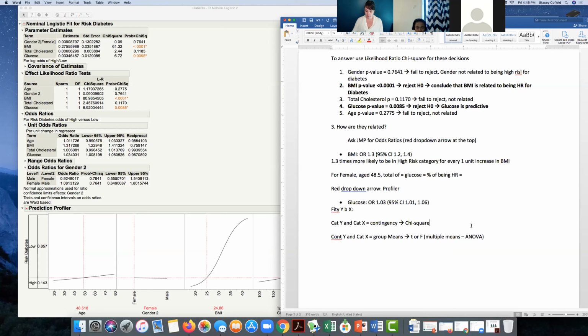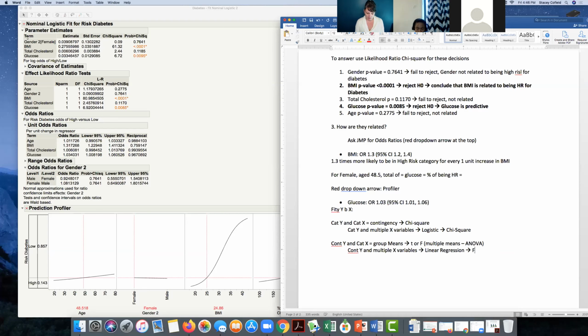Now, if I have a categorical y and multiple x variables, that's logistic. Still chi-square. And if I have a continuous y and multiple x variables, that's linear regression.